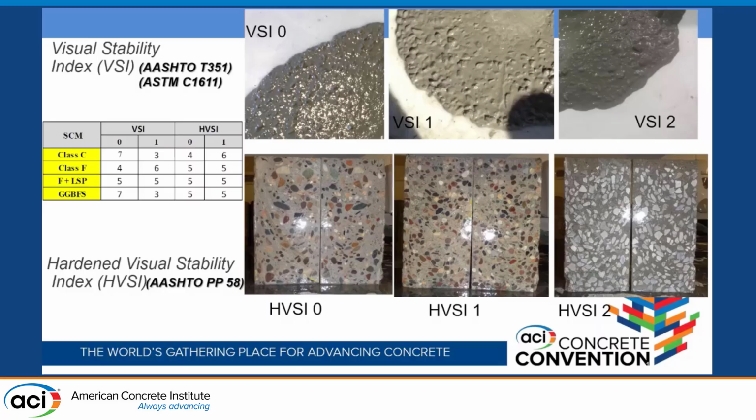And looking at it again in the hardened visual stability index, which is 0 to 2, and looking at it with different SCCM, how many of the mixes had zeros and how many had ones, trying to see if there is any trend there. You can see here the one that has class C fly ash and slag had higher values for 0, which means higher stability, compared to the class F and the limestone powder. But again, there is no huge difference. They're all pretty much very stable, and you don't see big difference in the number based on SCCM content.